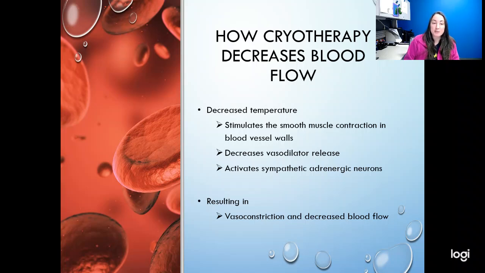How it decreases blood flow. So it decreases the temperature, so that stimulates the smooth muscle contraction of the blood vessel wall, so vasoconstriction. There's a decrease in the release of vasodilators, such as histamine and prostaglandins, things like that. And it activates the sympathetic adrenergic neurons, which cause vasoconstriction. All three of these together result in vasoconstriction, where the blood vessels are smaller and they decrease blood flow to the area.